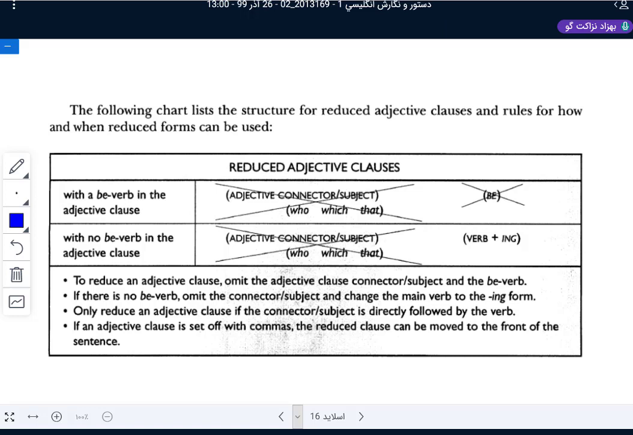Go on. Only reduce an adjective clause if the connector subject is directly followed by the verb. If an adjective clause is set off with commas, the reduced clause can be moved to the front of the sentence. Very good. First of all, we reduce it, then we move it to initial position, because the adjectival clause cannot initiate the sentence.